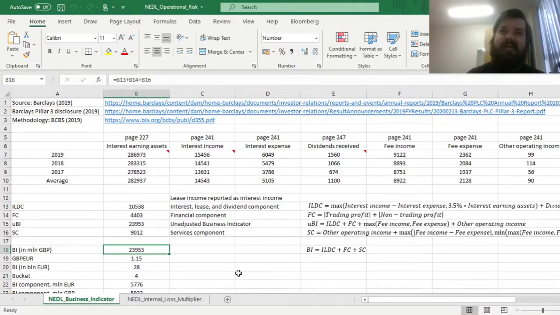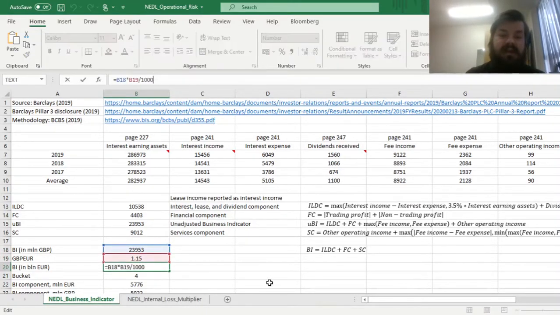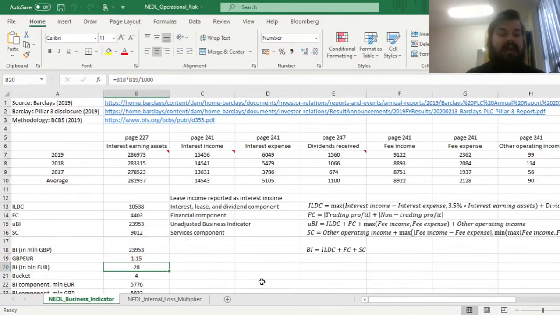Another quite Europe-centric aspect of Basel, well, Basel is in Europe, isn't it? That all of the thresholds for the business indicator are reported in million euros. So we need to convert our business indicator into billion euros using some GBP euro exchange rate, and here it would give us 28 billion euros.